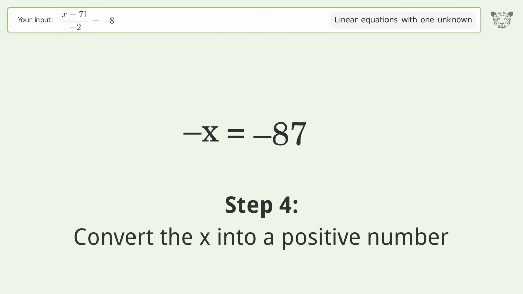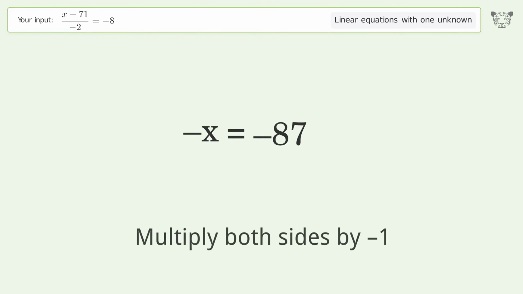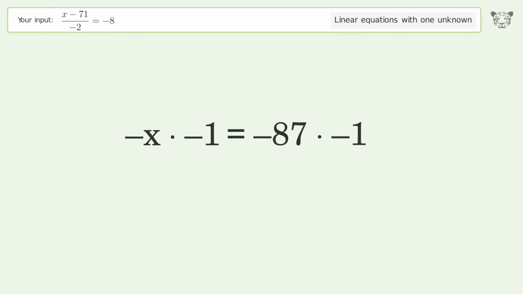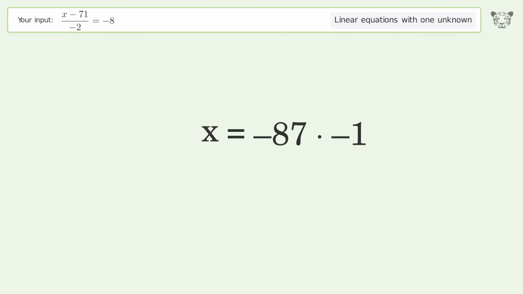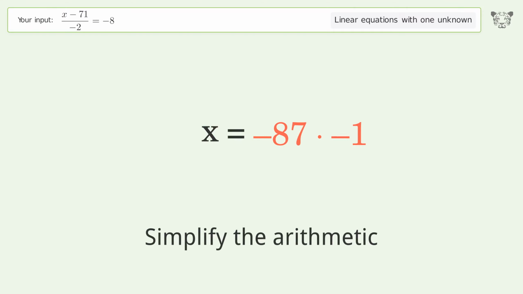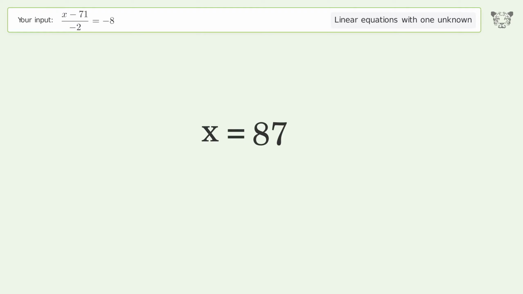Convert the x into a positive number. Multiply both sides by -1. Remove the ones. Simplify the arithmetic. And so the final result is x equals 87.